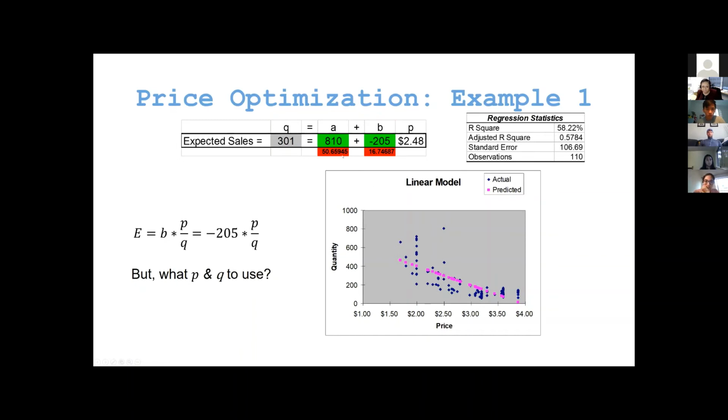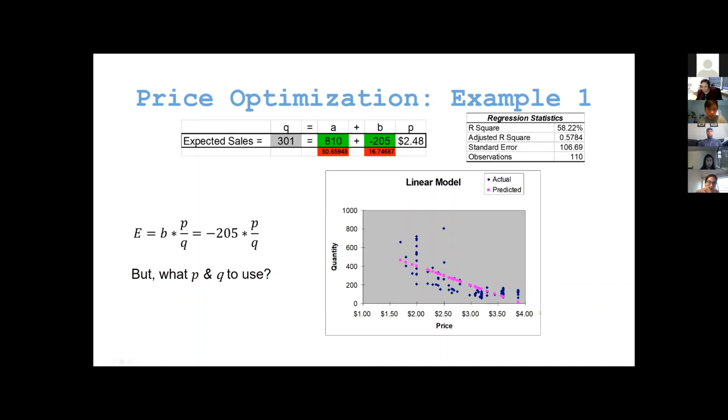The red numbers, by the way, are not entirely important, but these are the standard errors around this estimate of 810 and the standard error of about negative 205. It's just showing how much error could be around each of these estimates. So this is example one with the linear demand curve.